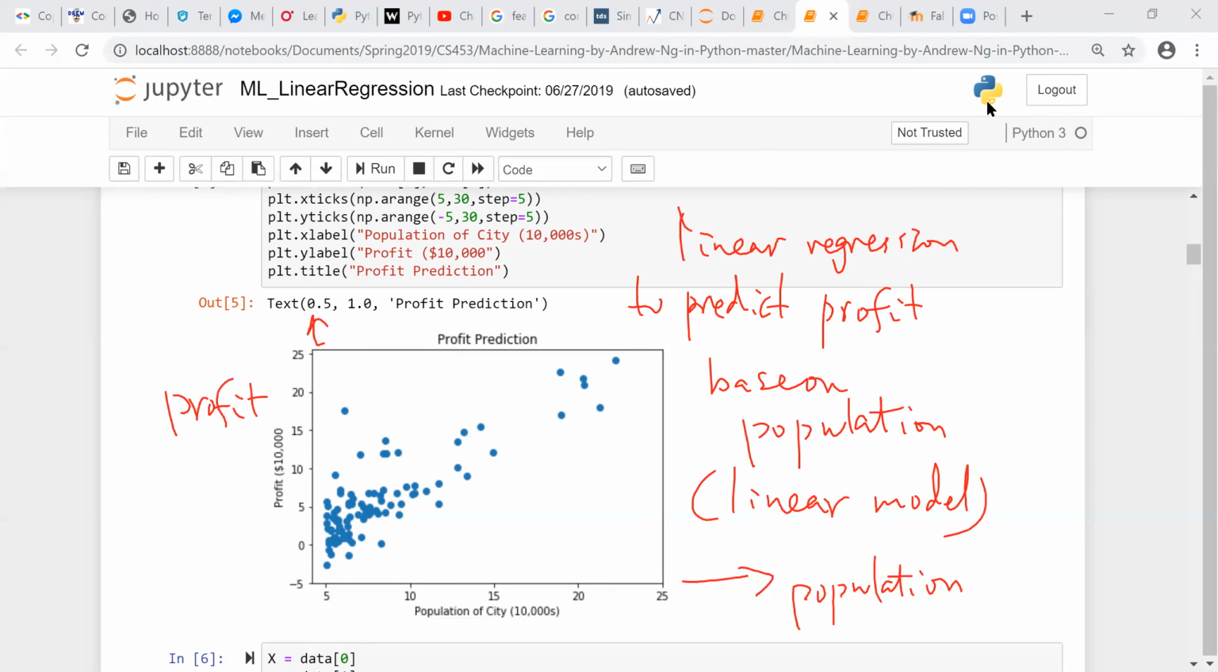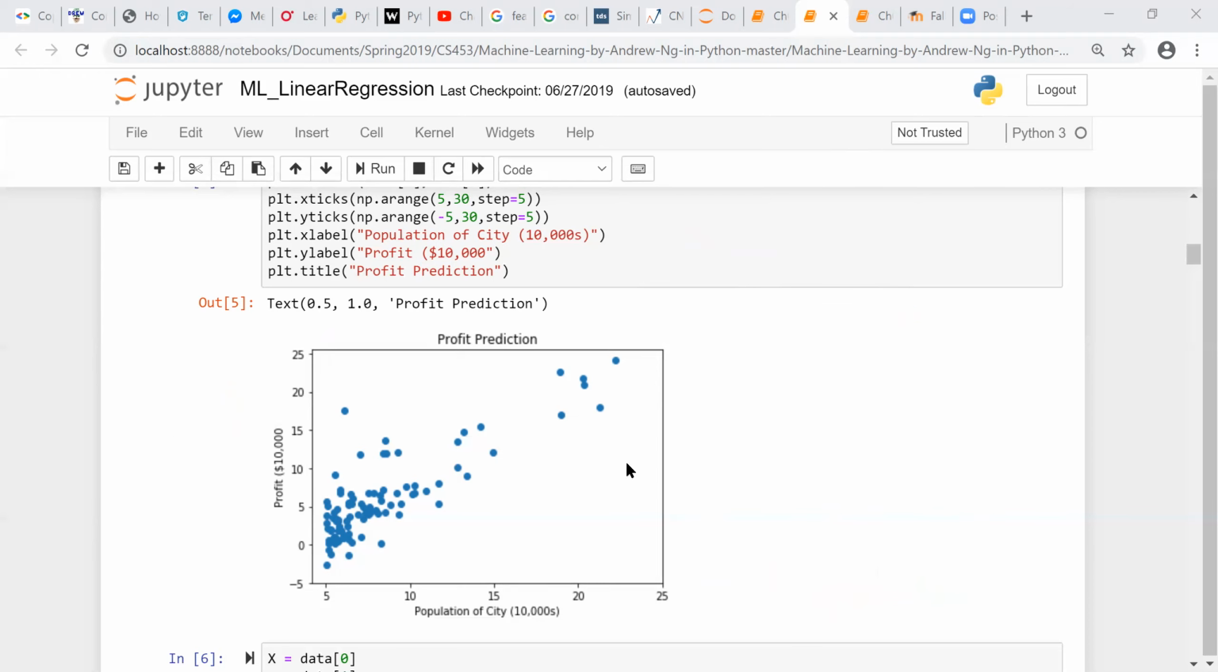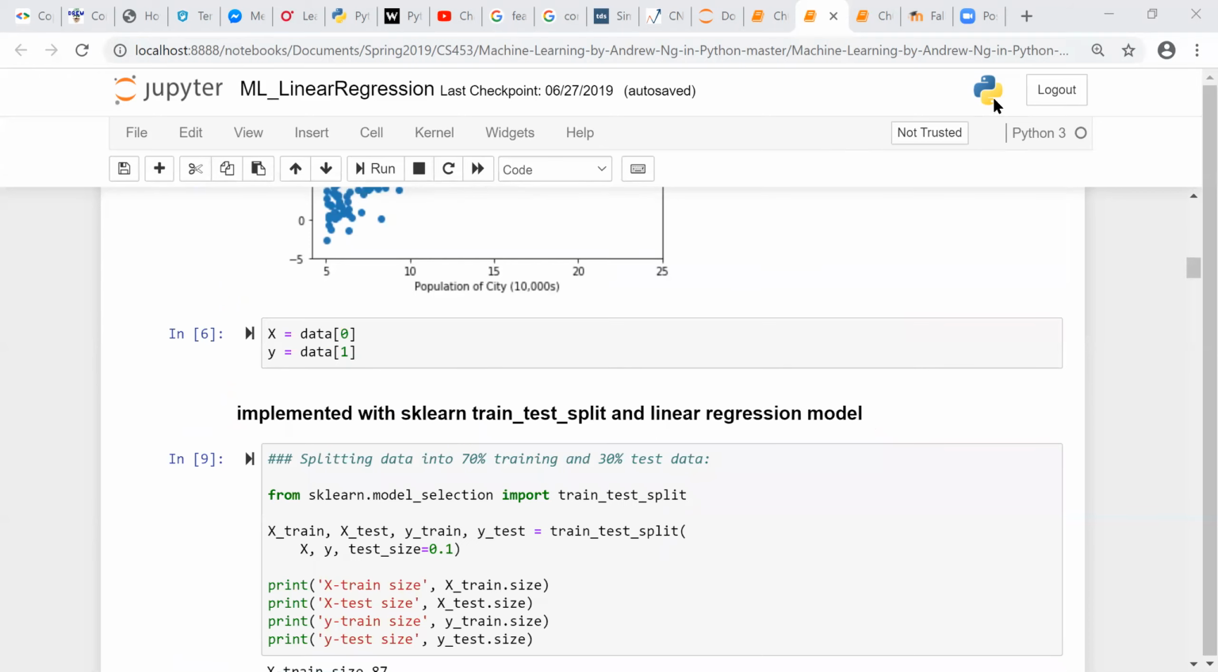Linear model to predict. So here it shows, based on all of the sample data, and we do scatter plotting. So this is real sample data. Plotting. And then next, let's see.